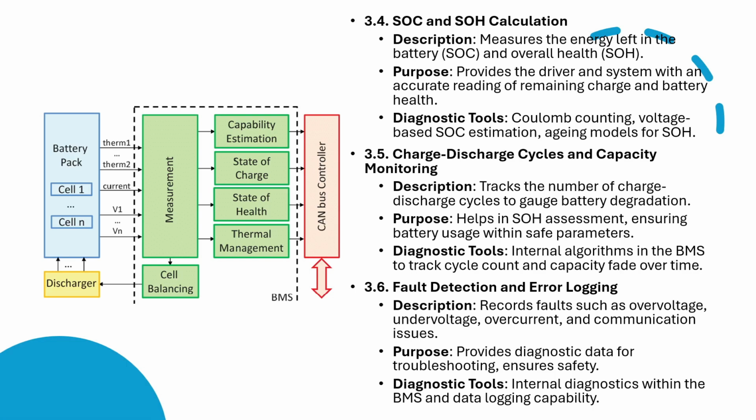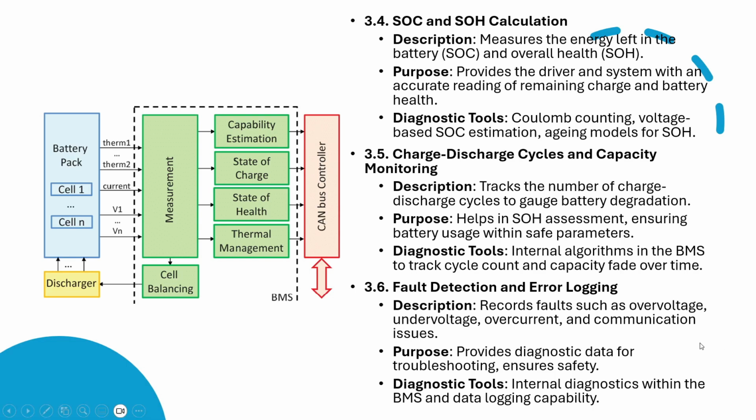This process is carried out in the BMS to track the number of charge discharge cycles in order to estimate battery degradation. If the battery starts to degrade, the charging and discharging cycle will differ from the normal cycle, which has to be detected, and an alert should be given to show the user the battery has started to degrade. It is also used in state of health assessment. The diagnostic tool used for this is an internal algorithm which tracks the cycle count and capacity fade over time.